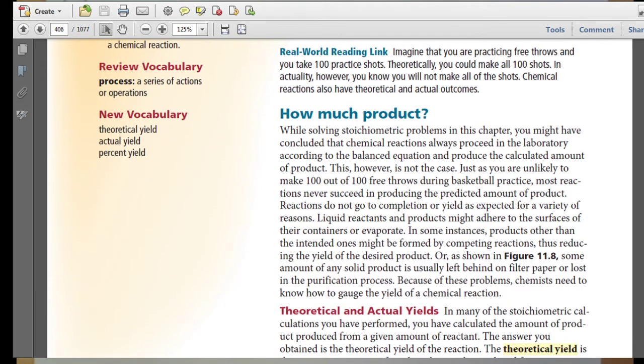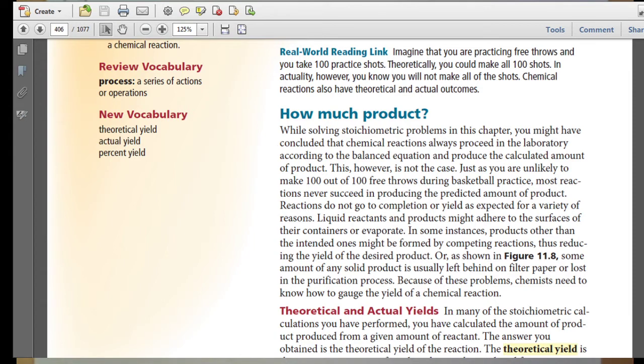While solving stoichiometric problems in this chapter, you might have concluded that chemical reactions always proceed in the laboratory according to the balanced chemical equation and produce the calculated amount of product. This, however, is not the case. Just as you are unlikely to make 100 out of 100 free throws during basketball practice, most reactions never succeed in producing the predicted amount of product.